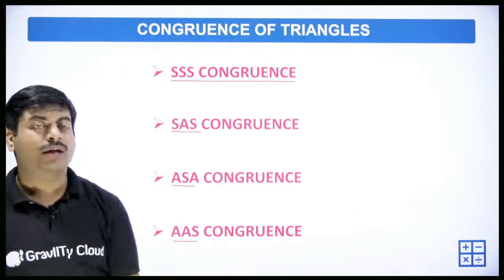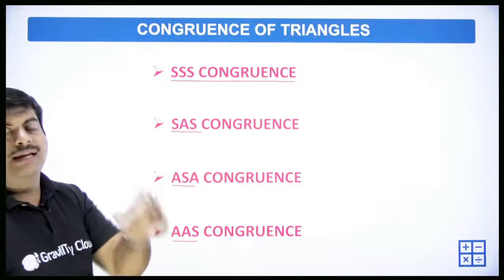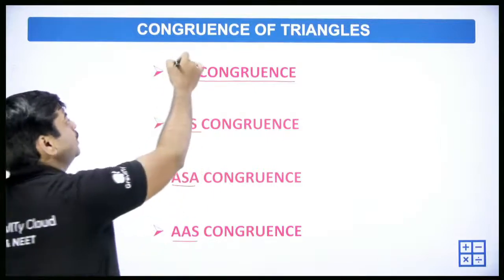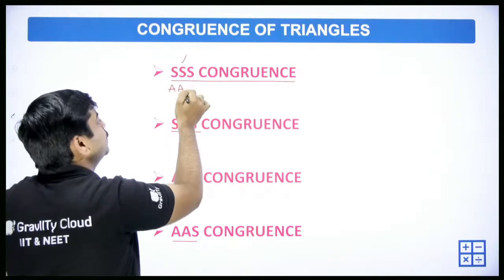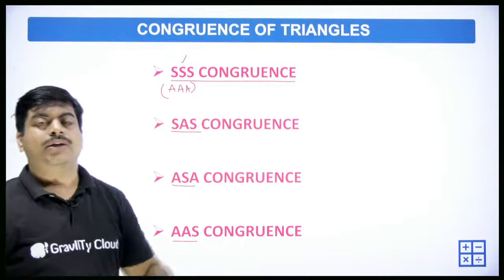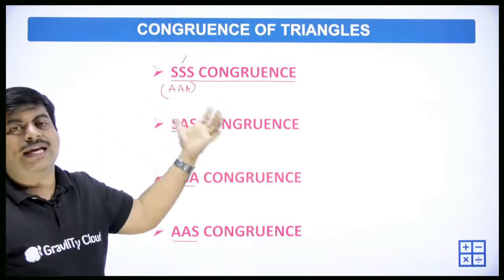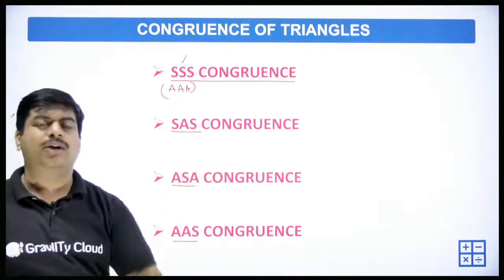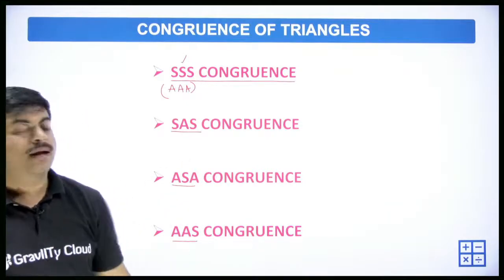And you can ask me one question: sir, why not AAA, angle angle angle? When all three sides are equal for two triangles, even the angles will also be the same for those two triangles. That is the reason we discuss SSS, but we don't discuss AAA, but both are the same, side side side or angle angle angle.